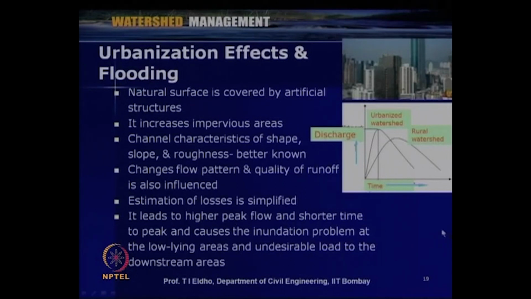You can see that if there is no urbanization, that means a natural watershed, and you plot the hydrograph, that is time versus discharge, a rural watershed where there is not much urbanization will have a flattened hydrograph like this, and the peak will be at this location. But if urbanization takes place at the same location, then this hydrograph peak will be increased like this, and the time to peak will be reduced.